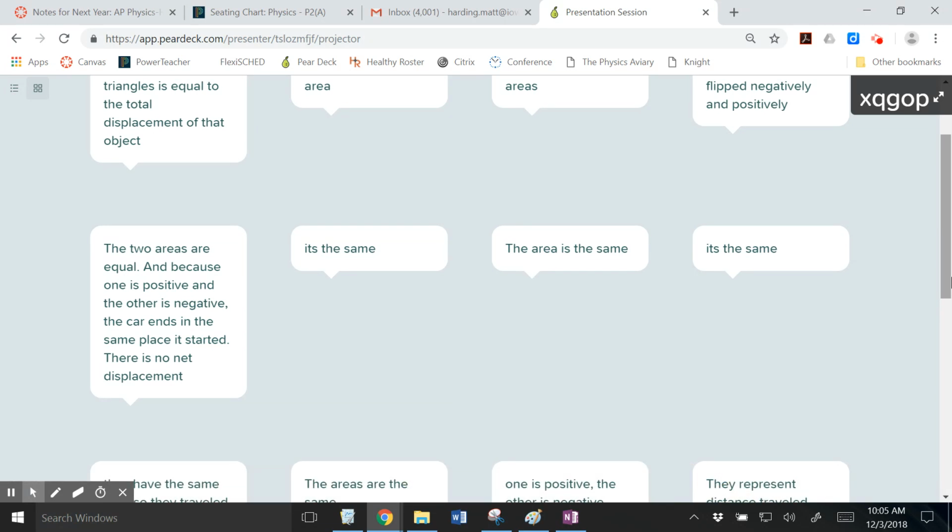Two areas are equal, and because one is positive and the other is negative, the car ends in the same place it started. There's no net displacement. So yeah, I guess that's kind of the thing I want you to think about here.